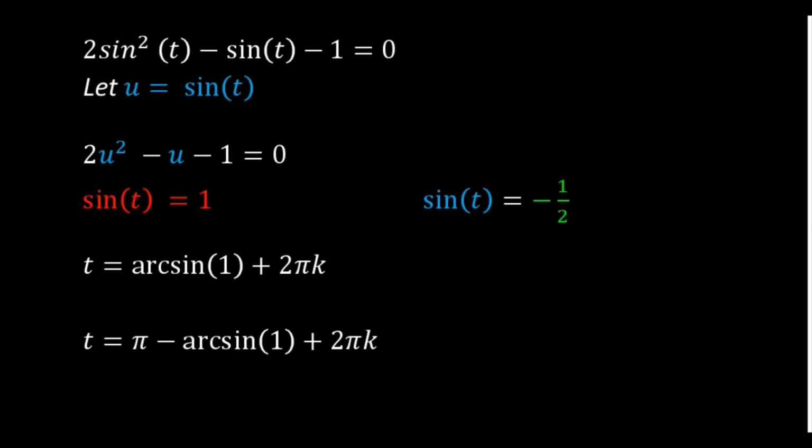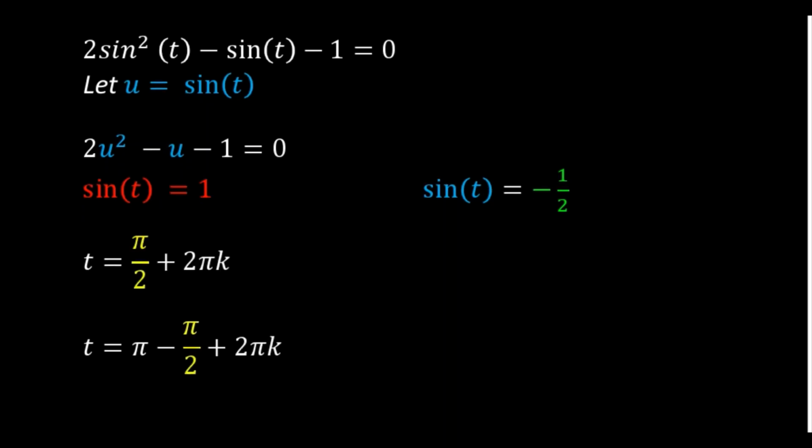Now you can plug it into the calculator, or you can find on the unit circle that arc sine of 1 is pi over 2. So we'll substitute arc sine of 1 with pi over 2. And in the second equation, pi minus pi over 2 simply gives us positive pi over 2. And you can notice that both of these equations are identical. The reason for that is that there's only one point on the unit circle that makes sine equal to 1, and that's the angle of 90 degrees.